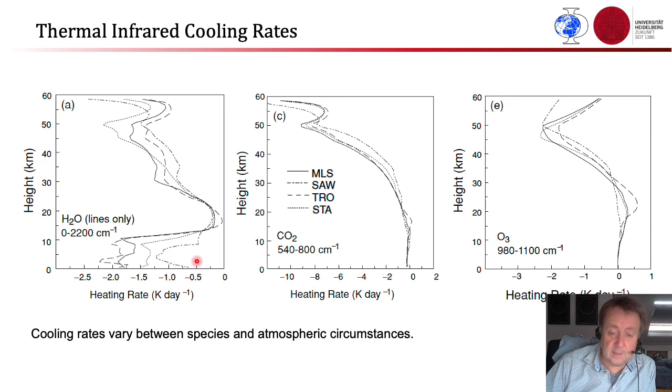What we also see is that the shape really differs from species to species. In water vapor, the main cooling is in the troposphere, because there most water is present, right? Whereas for CO2 and ozone, major cooling happens actually in the stratosphere. So let us summarize that the cooling rate really varies between species and atmospheric circumstances, and that's why in a climate model you have to calculate that online to account for all these effects.